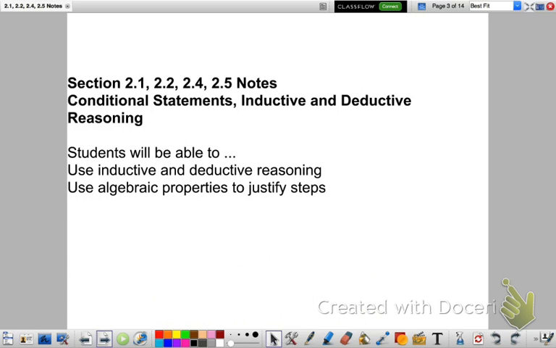Sections 1, 2, 4, and 5 are going to cover conditional statements, inductive reasoning, deductive reasoning, and algebraic proofs or properties. We're going to go over the properties and then write some basic proofs. Okay.